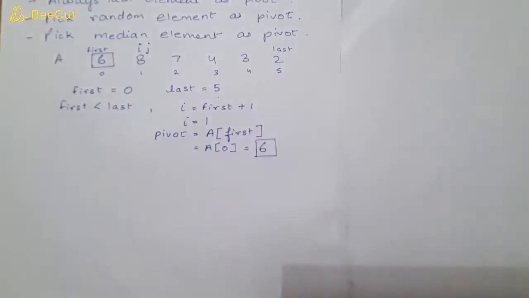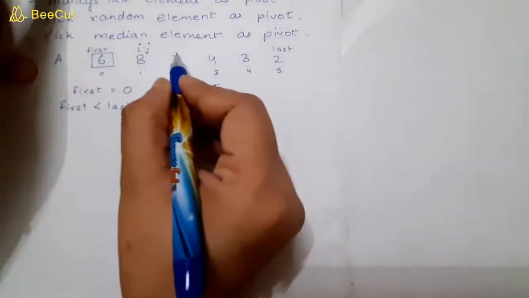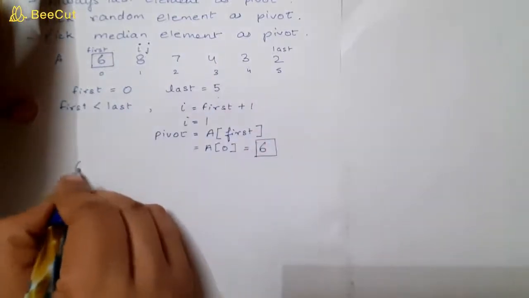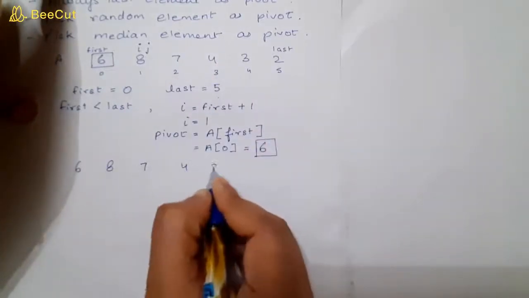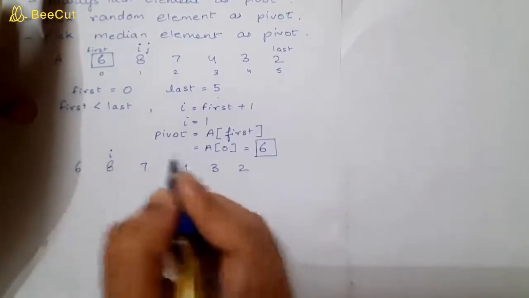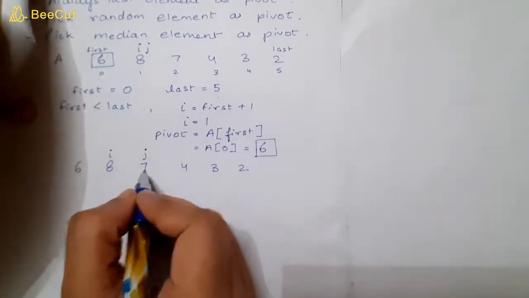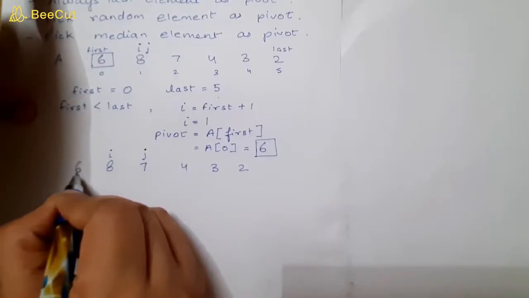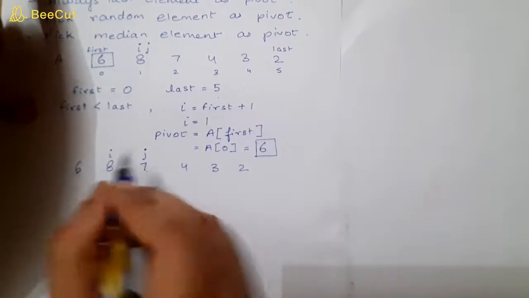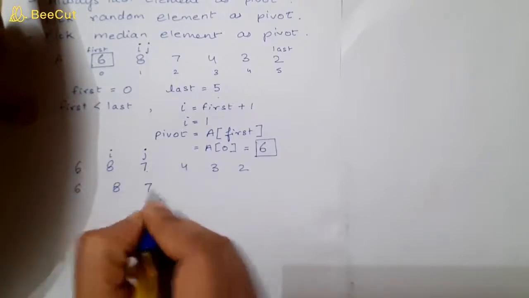That means with 6. Now when we compare 8 with 6, 8 is not smaller than 6, so we are not going to replace it. Simply j will move to 7. So I'll write it over here: 6, 8, 7, 4, 3, 2. I is still here. J will move to this part. Now again we'll check whether 7 is less than 6 or not. 6 is the pivot element and 7 is not less than 6. Then simply j will move to the next element.